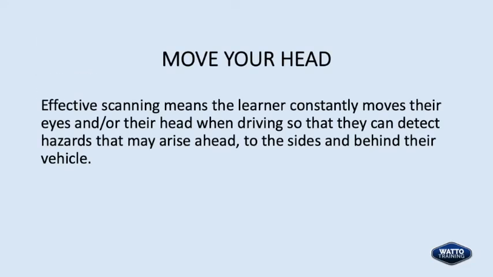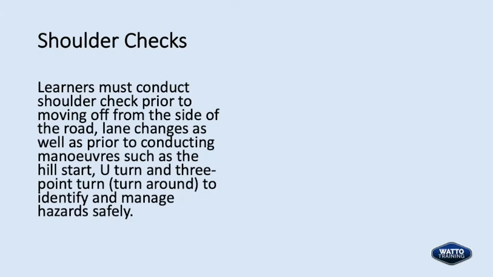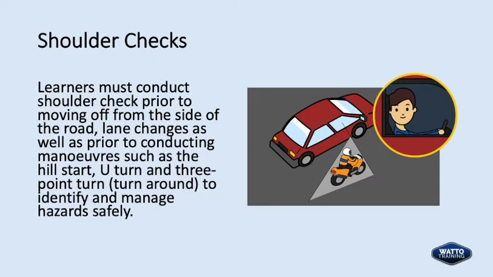Moving your head. Effective scanning means the learner constantly moves their eyes and/or their head when driving so that they can detect hazards that may arise ahead, to the sides and behind their vehicle. Shoulder checks. Learners must conduct shoulder checks prior to moving off from the side of the road, lane changes, as well as prior to conducting maneuvers such as the hill start, U-turn, and three-point turn, commonly called the turnaround in Queensland, to identify and manage hazards safely.